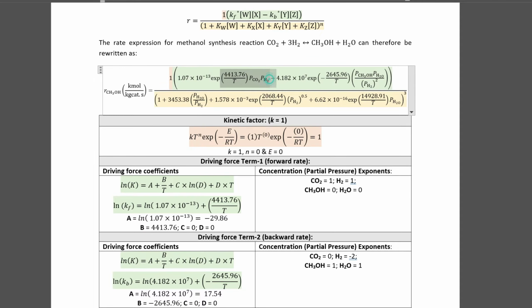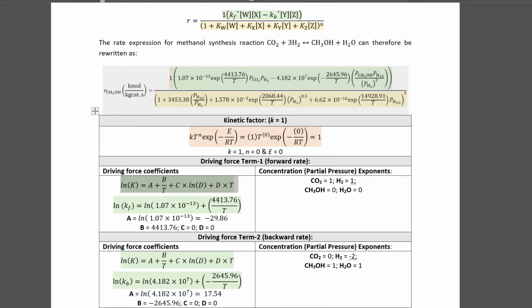So the first term in the driving force is this one, and the second term in the driving force is this one. The powers of the concentrations, as partial pressures in this case, are defined separately as the concentration exponents, and the pre-exponent to the concentrations is defined separately using a generic expression as of the equilibrium constant defined earlier. So the generic expression to define the coefficients is: natural log of the K value equals A coefficient plus B coefficient over temperature plus C coefficient and so on.